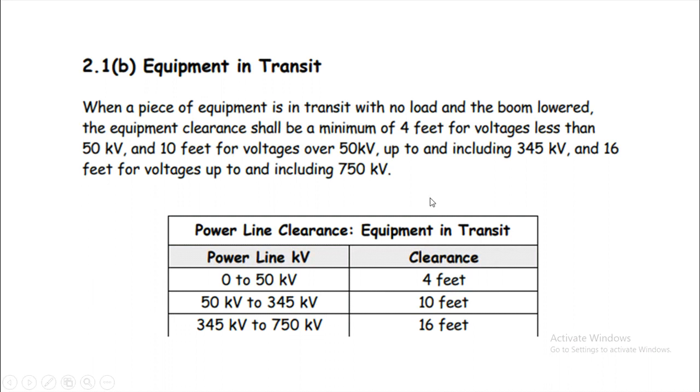So please bear in mind on this. Of course, this is the minimum clearance. But if, for example, the power line is 0 to 50 kilovolts, and you make it 10 feet or 16 feet, there's no problem. But the minimum is 4 feet.